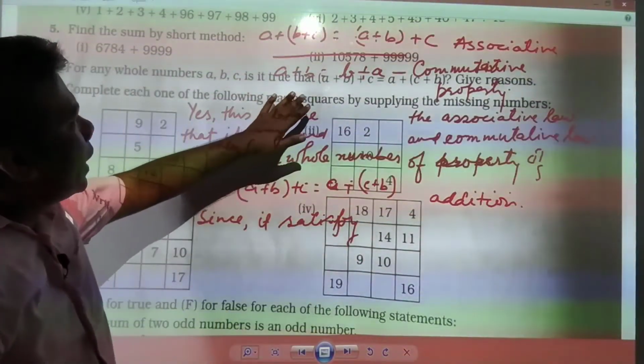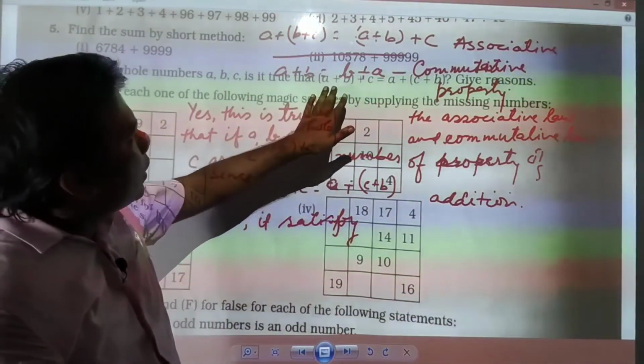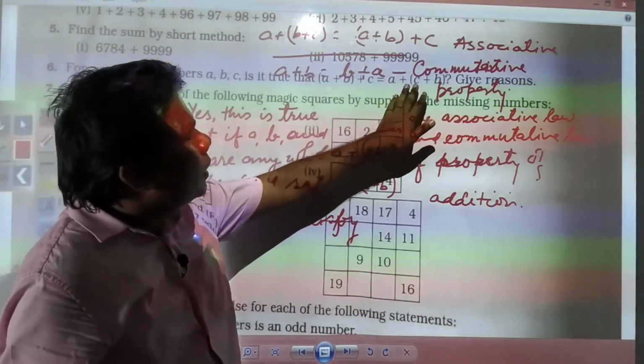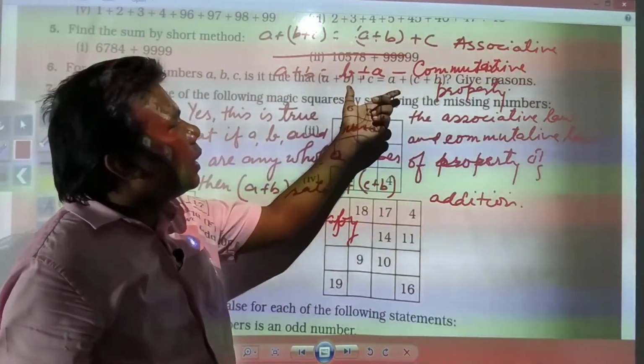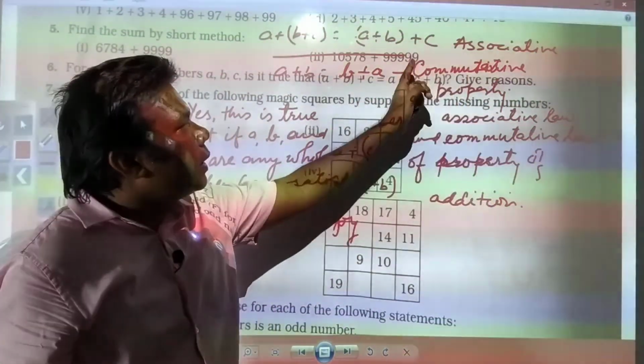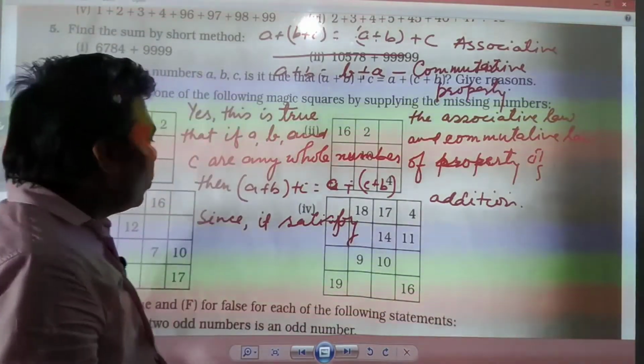So this is satisfied. What has been written, A plus B in whole plus C is equal to A plus C plus B in whole, satisfies both the properties, associative law of addition and commutative law of addition of whole numbers.